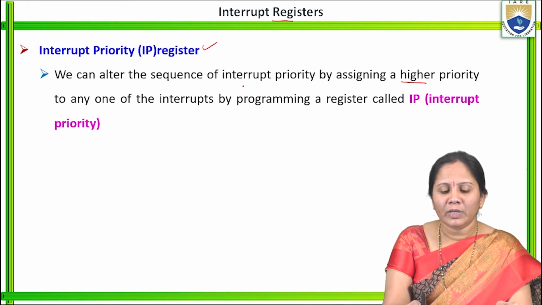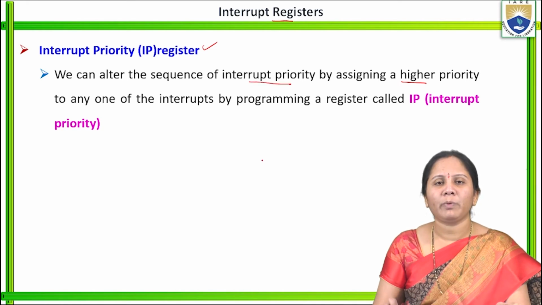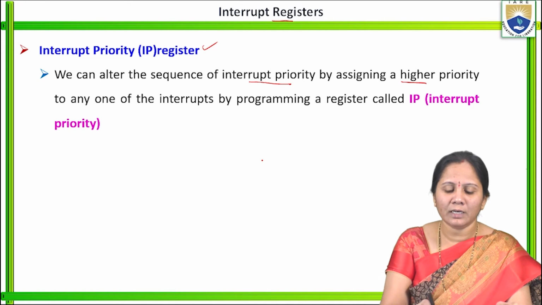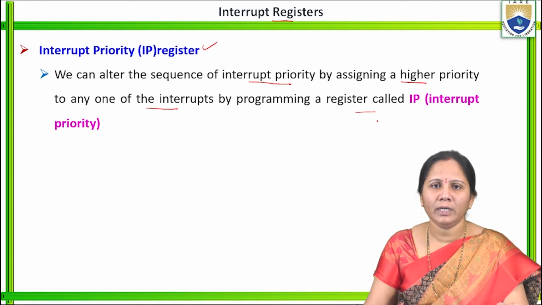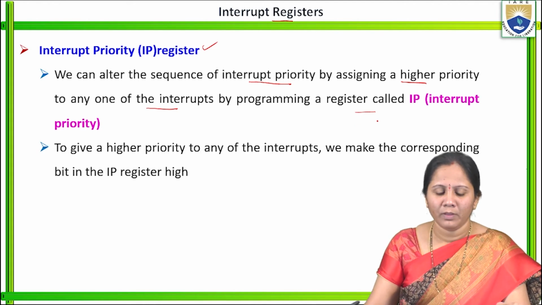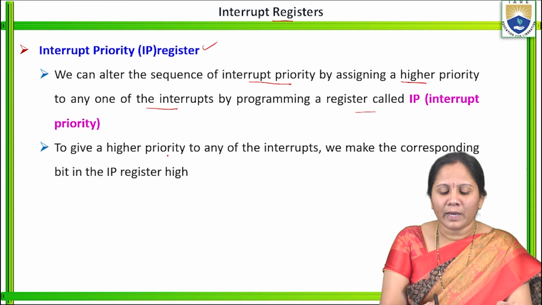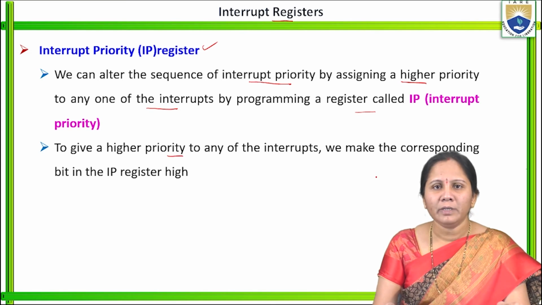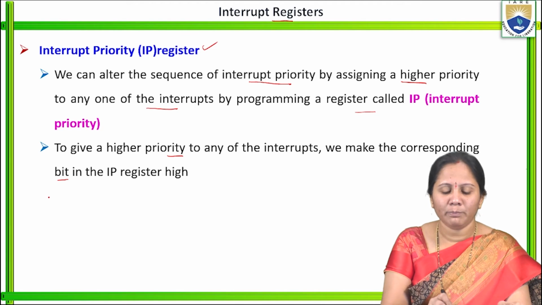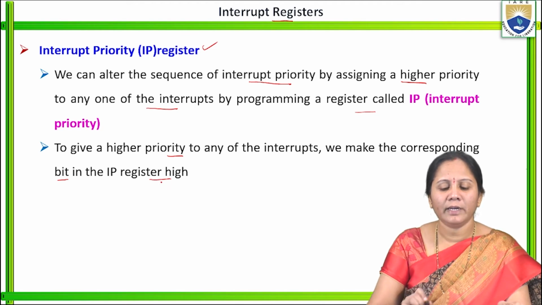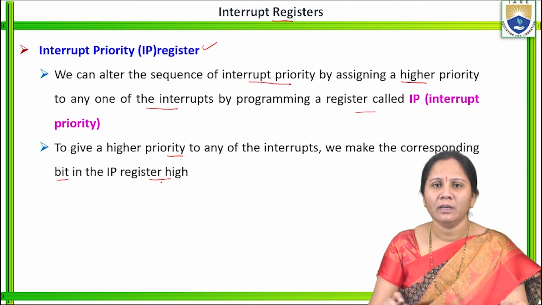We can alter the sequence of interrupt priority by assigning the higher priority to any of the interrupts by programming a register called the interrupt priority register. So to give the higher priority to any of the interrupts, we have to use or modify the bit that is present in the interrupt priority register format.